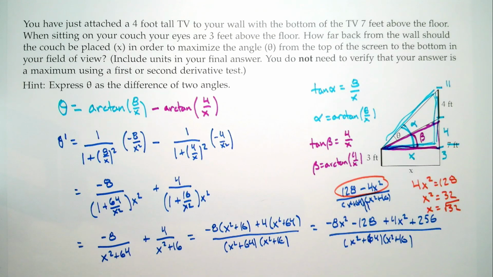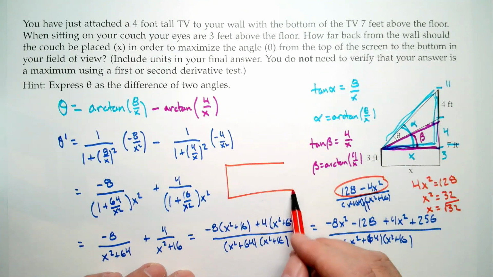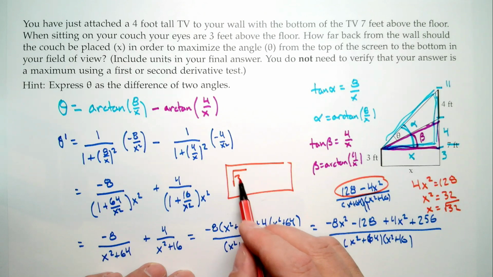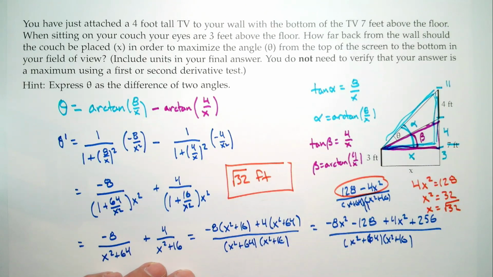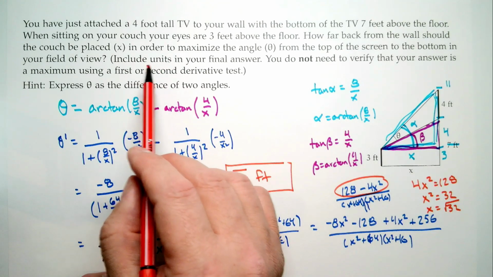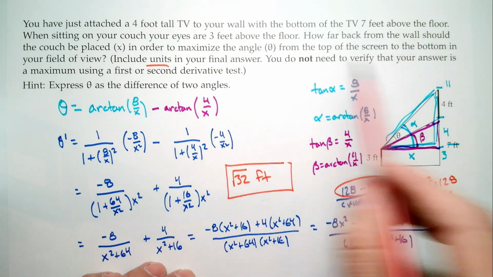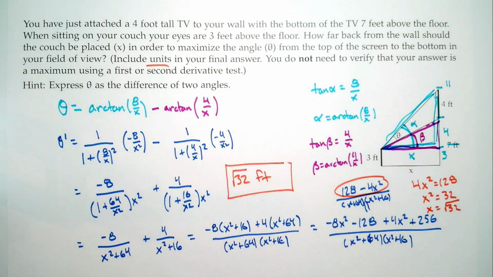And so our final answer, because we only found one, and it has to be the right one, we don't have to verify it. So our final answer is the square root of 32 feet. Because it does say include units. How do we know it's feet? It's because all of our other measurements were in feet. So that's how far back we should go.